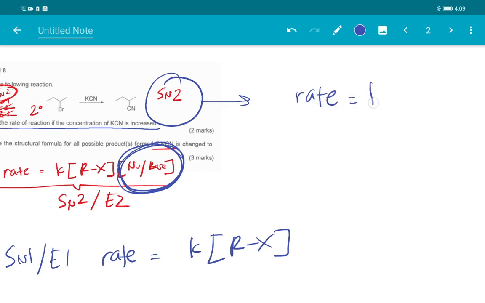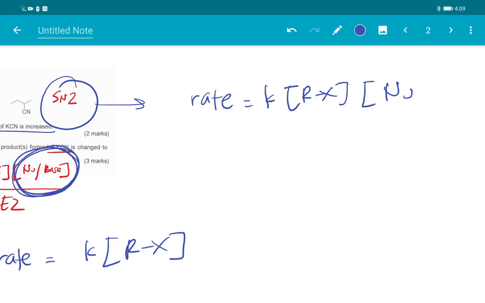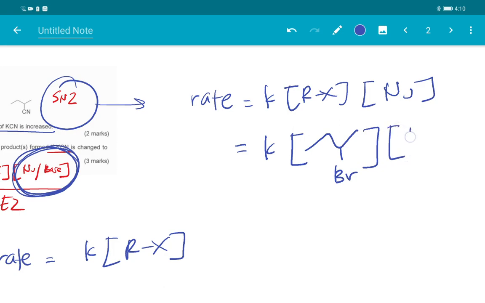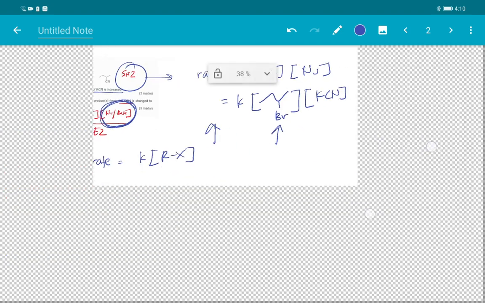Rate is equivalent to k[RX] multiplied by the concentration of the nucleophile. Therefore, if we want to draw the structure, it will be like this. The RX was this compound, the 2-bromobutane, while the nucleophile is clearly KCN. Therefore, based on the simple calculation, if we increase the KCN, the rate will also increase. The same goes if we increase the alkyl halide, the rate will also increase based on the mathematical equation.